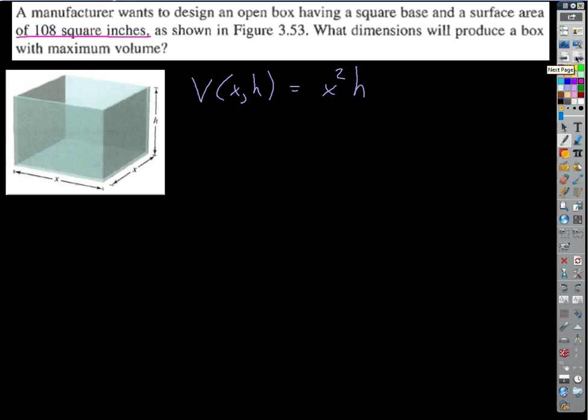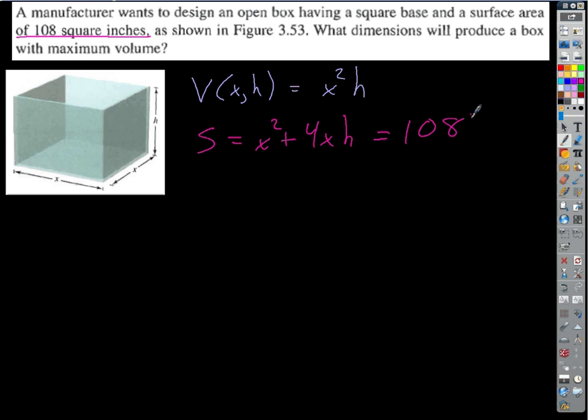Okay, so what is our surface area equation of that object? 4xh. Everybody agree that the lateral sides are all the same, they're all x by h, and there's 4 of those, plus x times x, plus x squared for the base, okay? So surface area equals x squared plus 4xh, and what's that equal to? 108. That's useful, right?